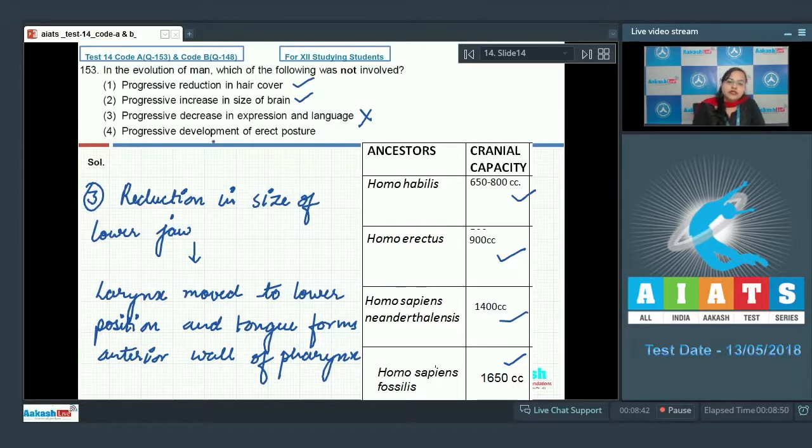Option 4 is given, progressive development of erect posture. With the shift in mode of locomotion from quadrupedal to bipedal locomotion, there is gradual development of erect posture during the course of human evolution. So option 4 is correct regarding human evolution. So option 3 is incorrect regarding human evolution and is the answer for our question. So let's proceed to our next question.